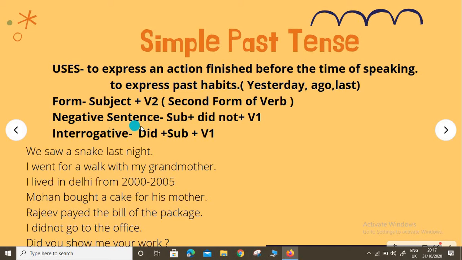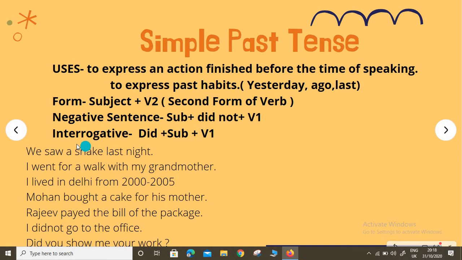But what if we have to make a negative sentence? When we need to make a negative sentence, we use did plus not in past tense. Subject plus did not plus first form of the verb. Always remember, with did we always use the first form of the verb. Example, I did not go to the office. Did not tells us that it's a negative sentence, and with did we have used go, the first form of the verb.